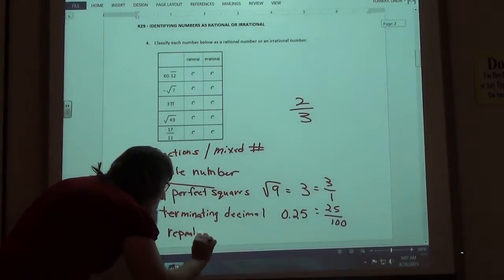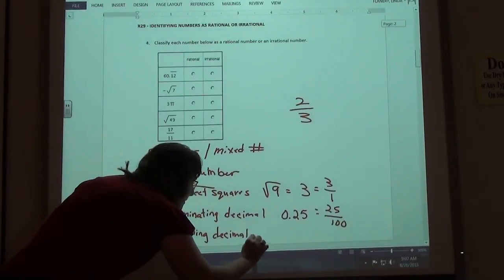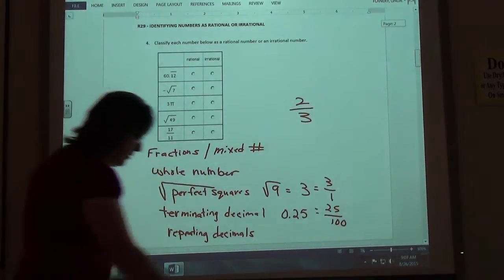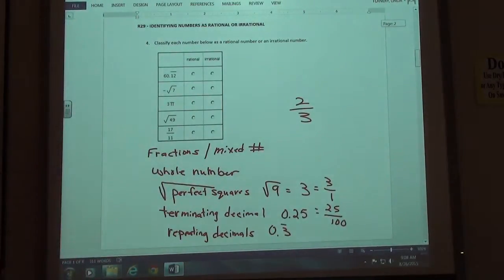Repeating decimals. 0.33333333 is probably one that's really common. Although it's a lot harder to change it into a fraction, just know that it can be done. Does anybody know what fraction that's equal to? 1/3. If you take 1 divided by 3 on your calculator, you're going to get 0.3333333333.